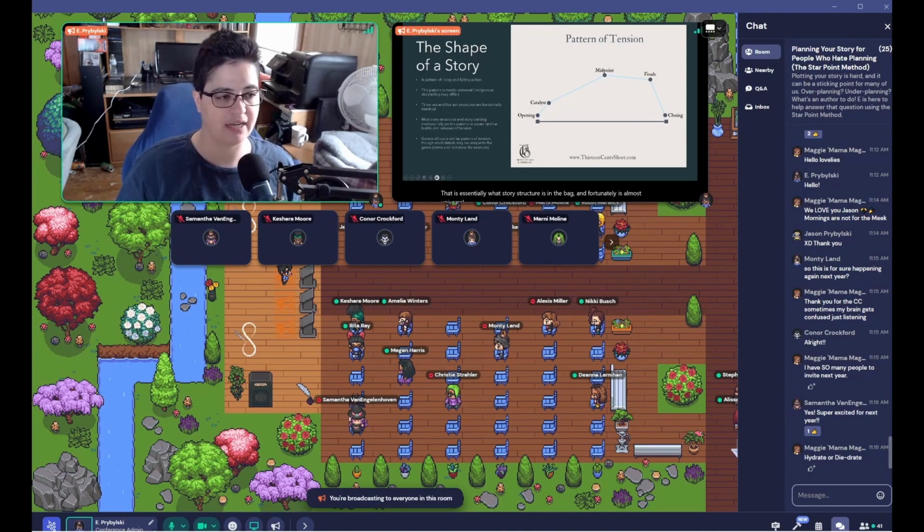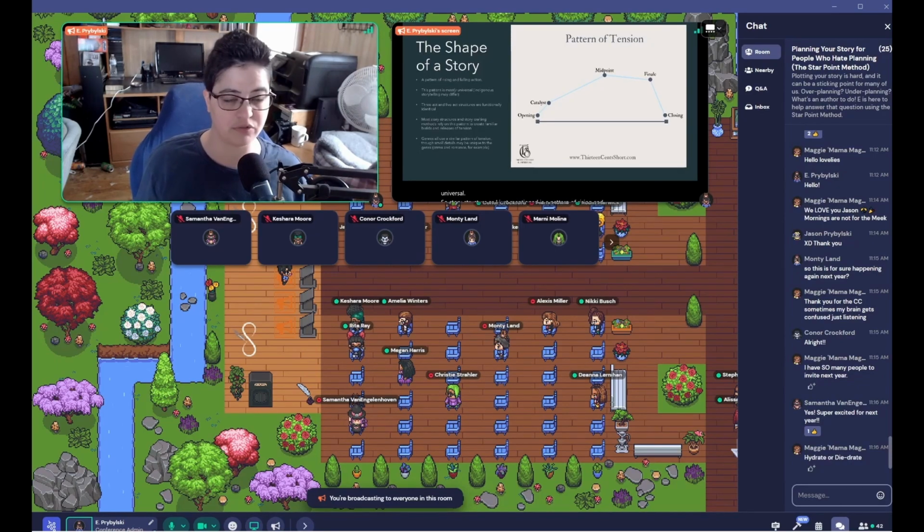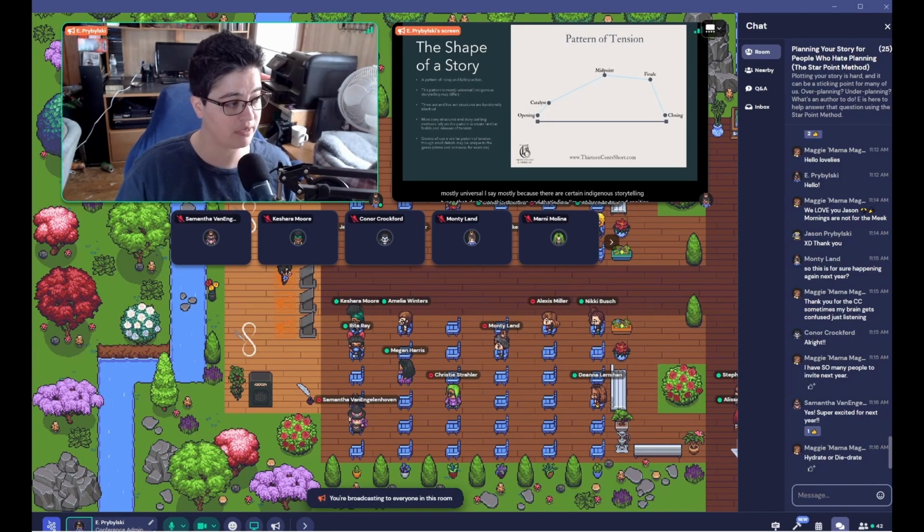So, story structure, as I just mentioned, is a pattern of rising and falling action and is mostly universal. I say mostly because there are certain indigenous storytelling types that don't use this structure, and that's fine. I'm not here to try and sanitize anything, but the majority of story structures out there pretty much follow this rough pattern of rising and falling action.